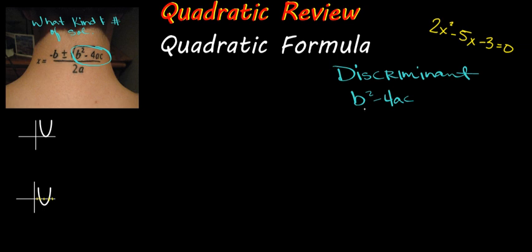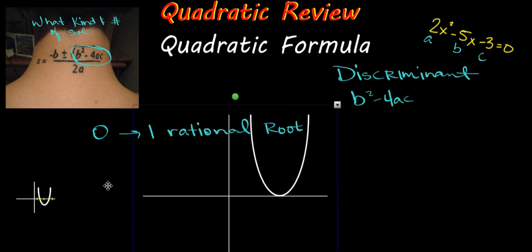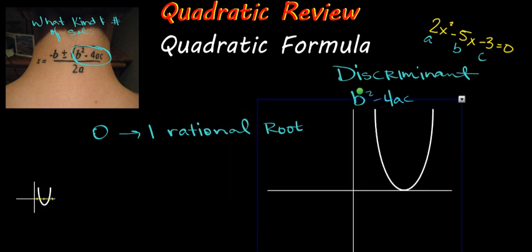Now the way you can tell is you're going to plug in your A, your B, and your C. And remember that 2 is the A, negative 5 is the B, and 3 is the C. And you're going to end up getting a number. Now, if your number is 0, you're going to get one rational root. And the reason you get the one rational root is because you've got an equation with a vertex that's just going to hit at one spot. That means your vertex is on your x-axis.